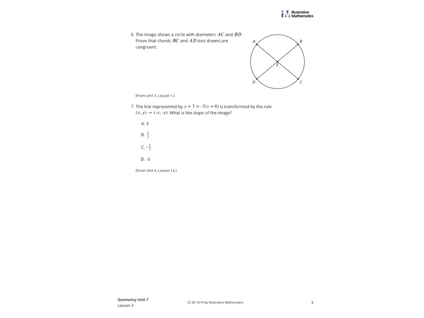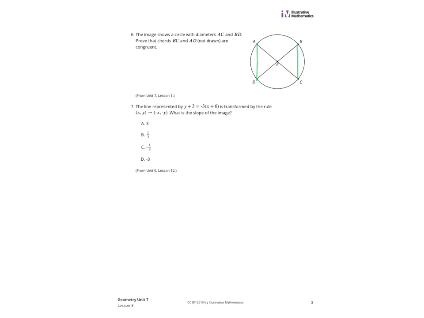So on page 3, it says this image shows a circle with these two diameters. Prove that the chords BC and AD are congruent. In this picture, you're going to use congruent triangles. So you're going to use some things that you know to show two triangles are congruent. And then my green chords AD and BC will be congruent by CPCTC. So you can take a look at that in the locker.